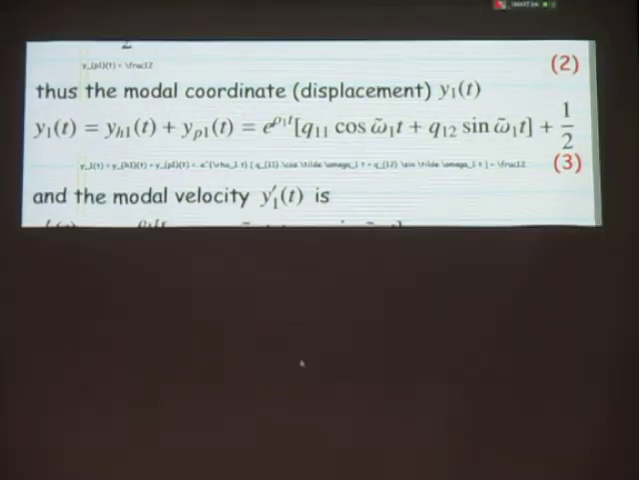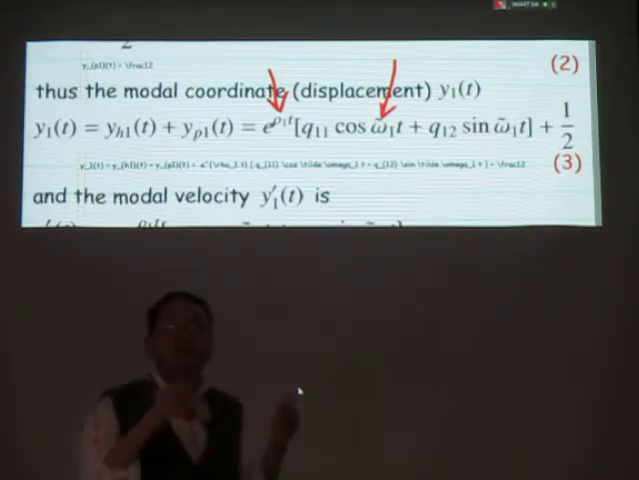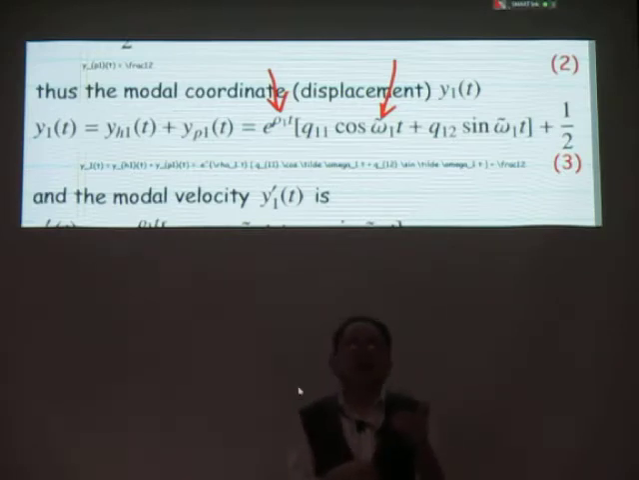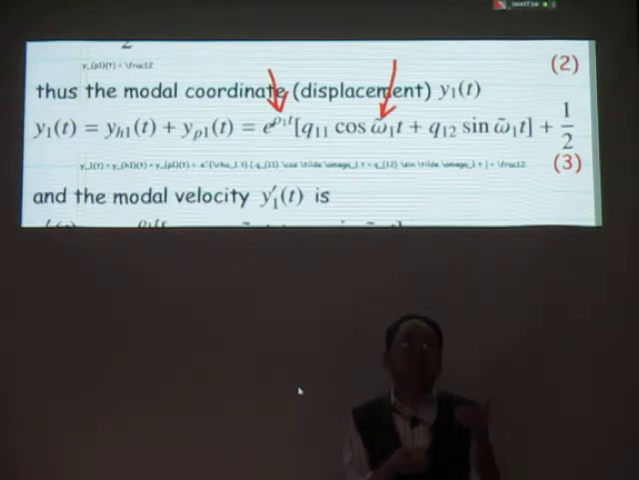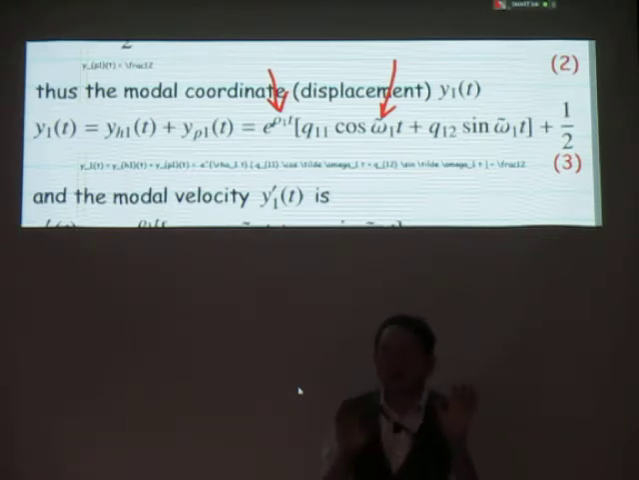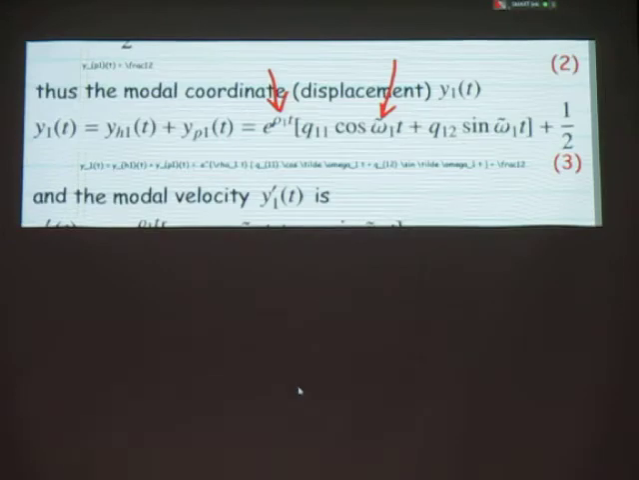Okay, and you see up here, rho 1 and omega tilde 1. Omega tilde 1 is called the damped circular vibration frequency. Okay, the damped circular frequency. It's different from omega 1. Omega 1 is the undamped circular frequency. So there's a difference between omega 1 and omega tilde 1.